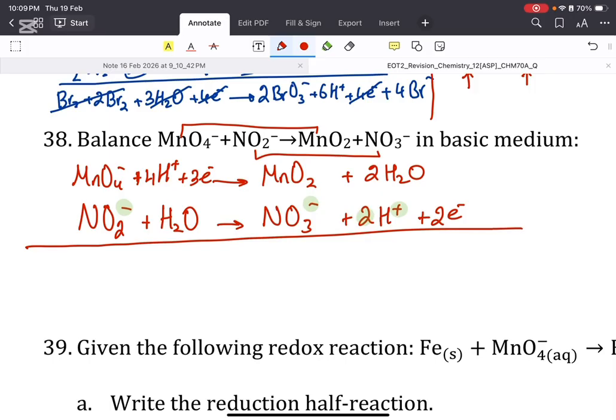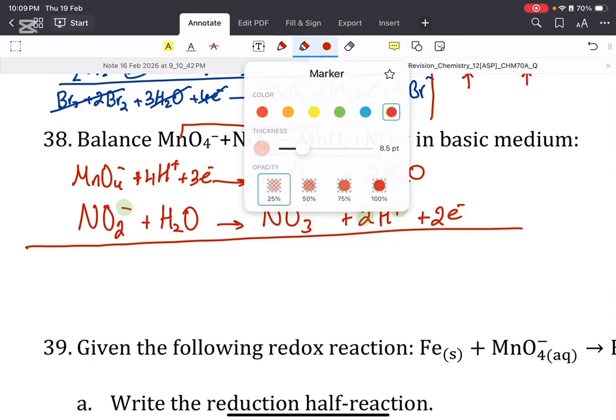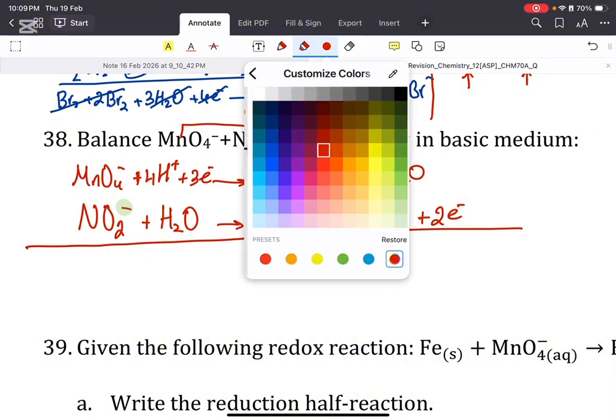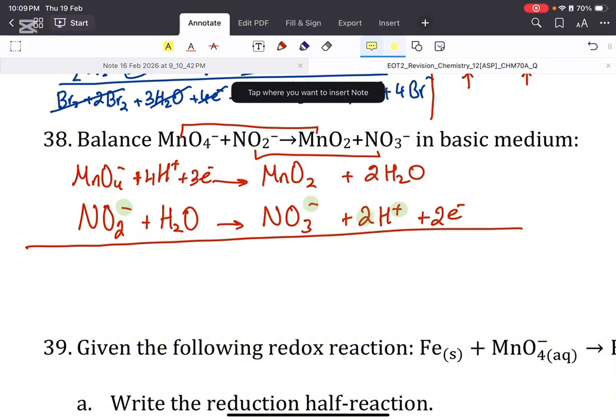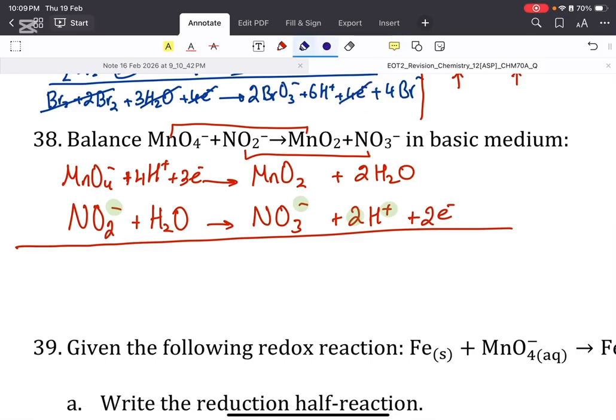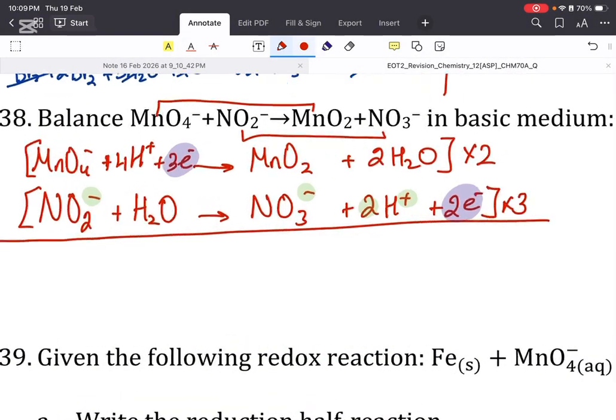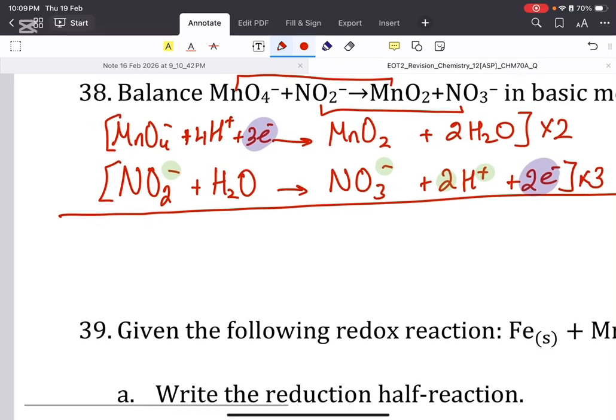Now, I'm going to add both of them. Here I have, I'm just going to change the color a bit. So here I have 3, and here I have 2. So I'm going to multiply this by 2, and this by 3. And now I'll copy it.